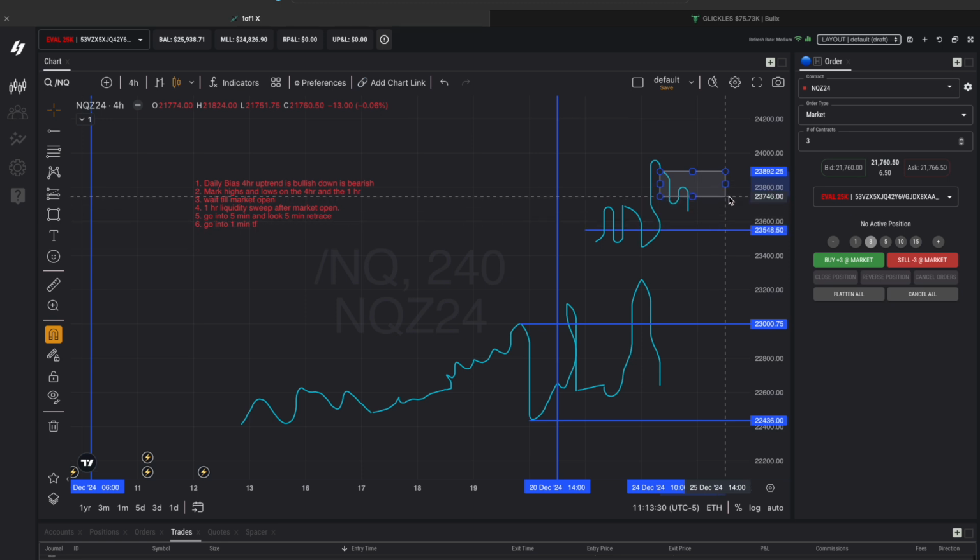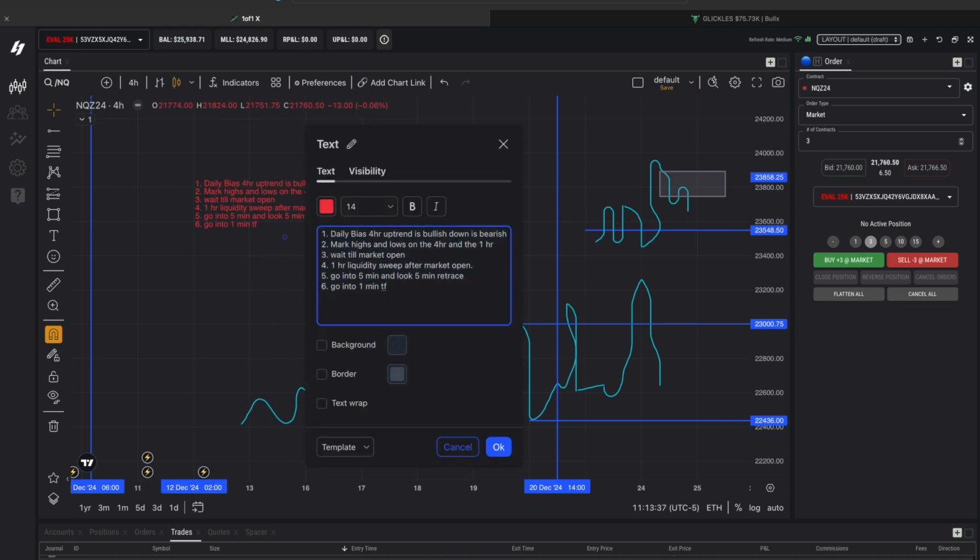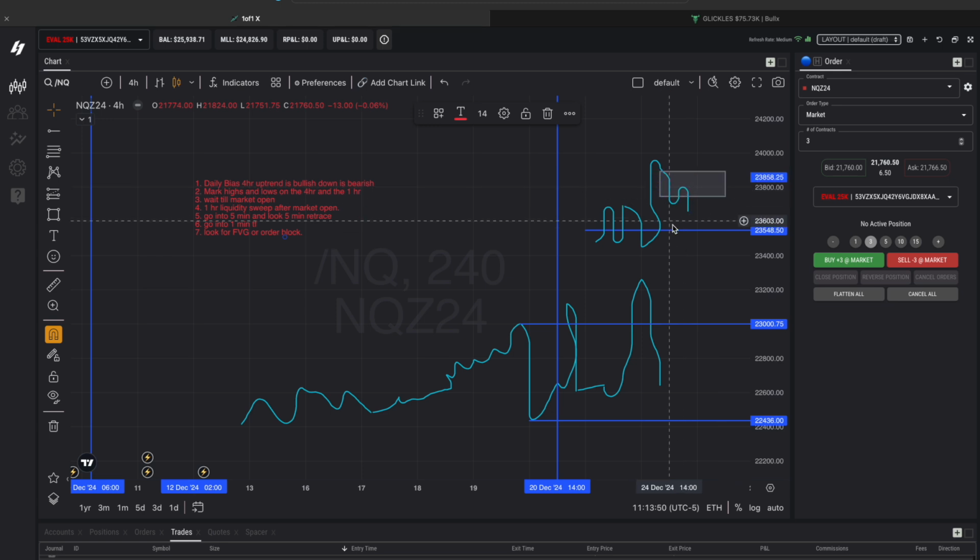We get a 1 minute fair value gap. Look for a fair value gap or order block. So you can see here we have this fair value gap, price touches into there, and then we get a break of structure to the downside.